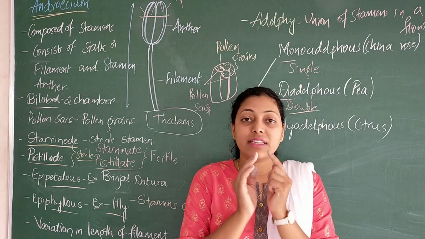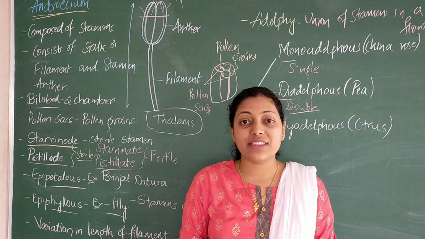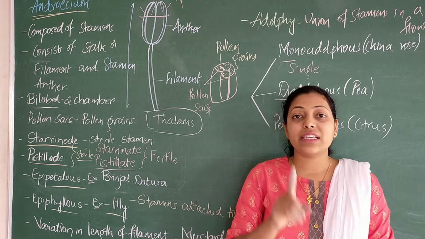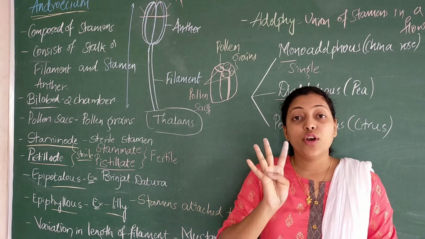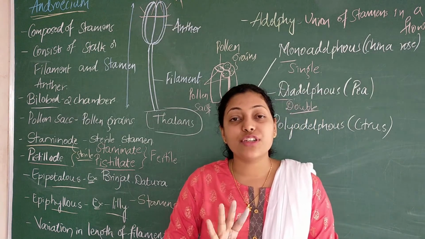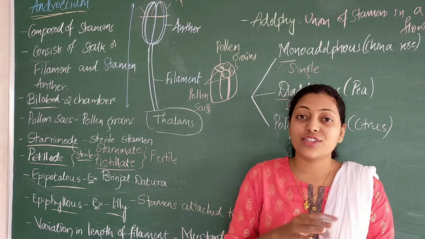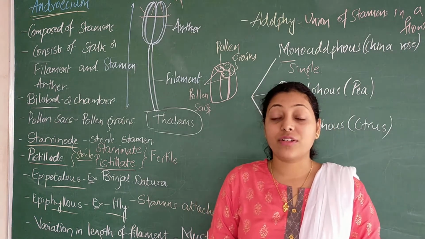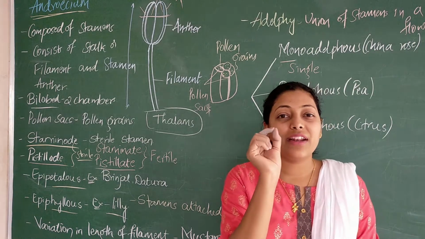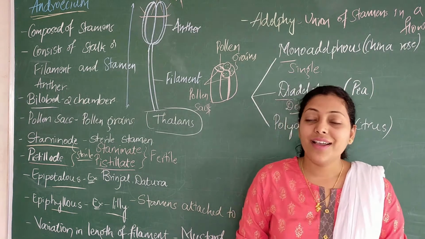Bilobed in the sense there are two lobes, and these two lobes consist of two chambers. So basically in one anther we have four chambers, and these four chambers are called pollen sacs because they consist of pollen grains in them. Pollen grains are the male reproductive gametes.